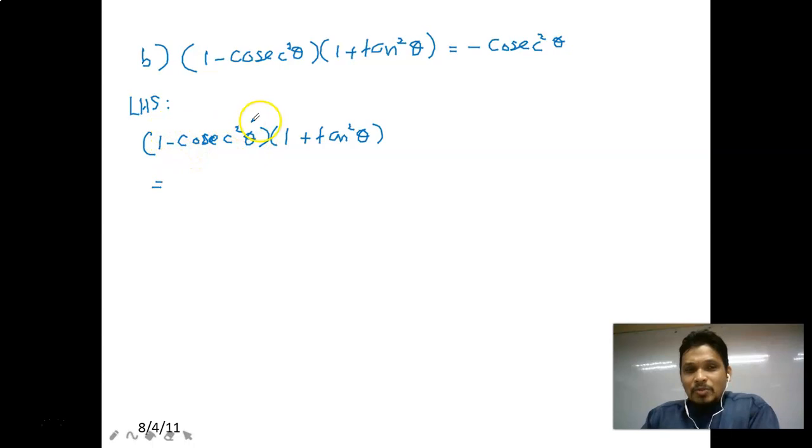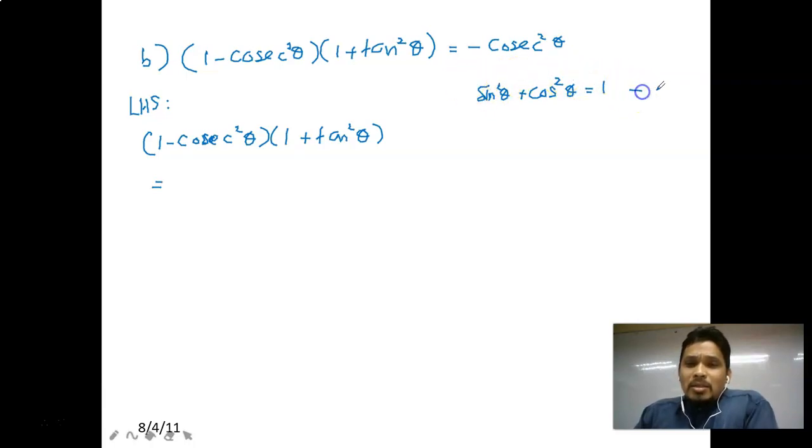Yeah, you may expand it, but sometimes we have to think the other way around. Okay, sine square theta plus cos square theta equal to 1.